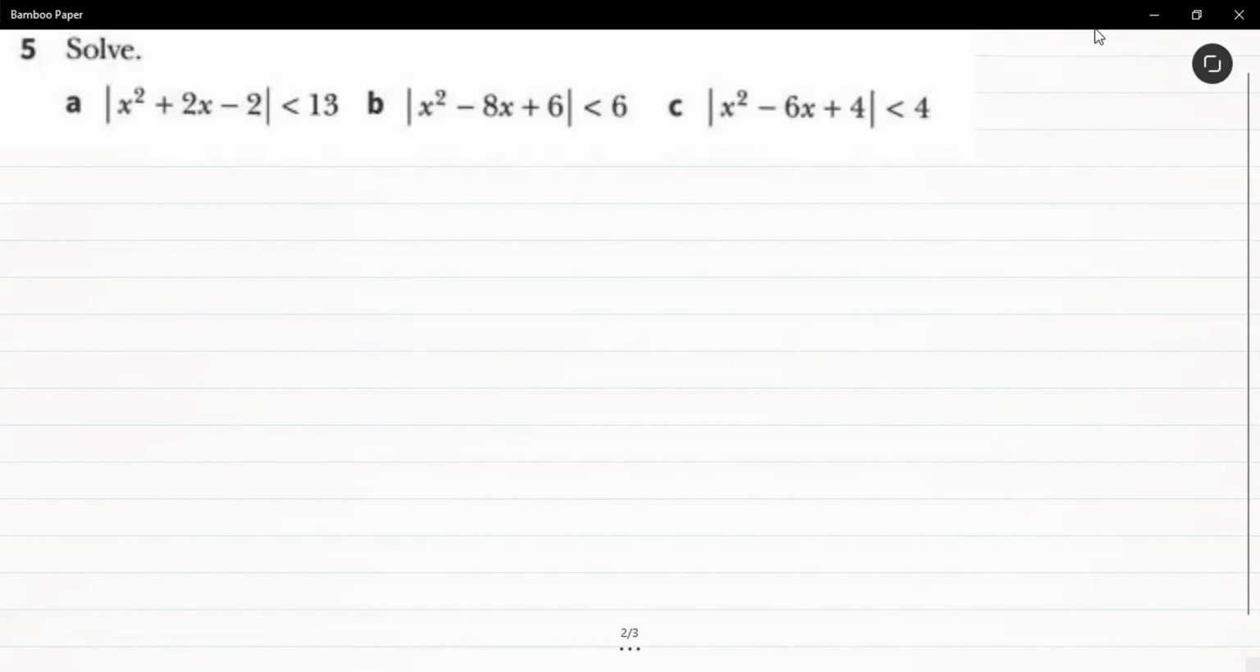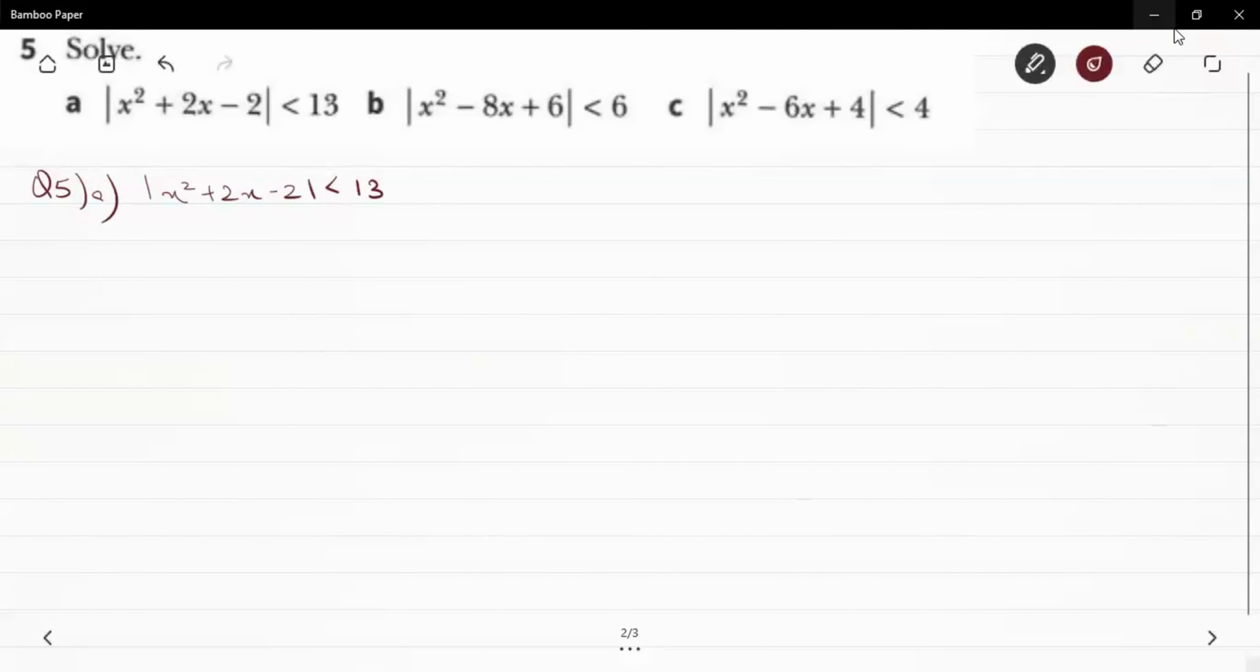It's going to be a little bit of a tricky question, question number 5. So just listen carefully. For question number 5, part A, we have x squared plus 2x minus 2 in a modulus, and we say it is going to be lesser than 13. Now the thing is, whenever we open a modulus, let me just explain with an example.